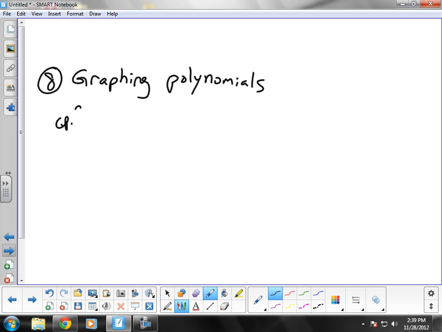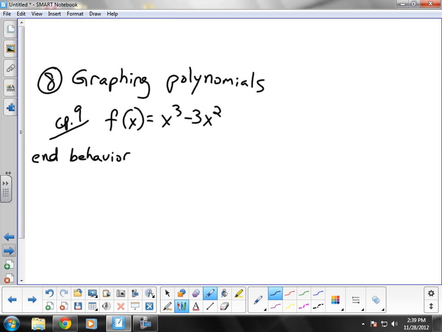So checkpoint 9 wants us to graph f of x equal to x to the 3rd minus 3x squared. So first thing we talked about was that it was a nice smooth curve, right? So if I find some points, I'm going to be able to draw a line connecting them. We talked about end behavior. What end behavior does this have? It's odd and positive, so it's going to start down and end up.